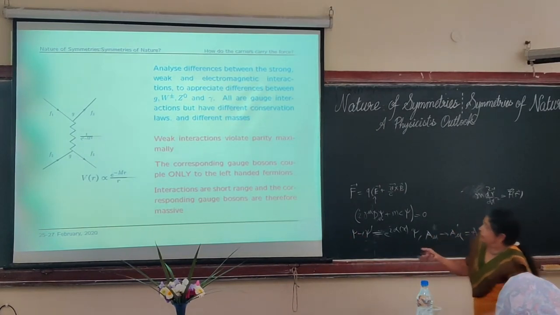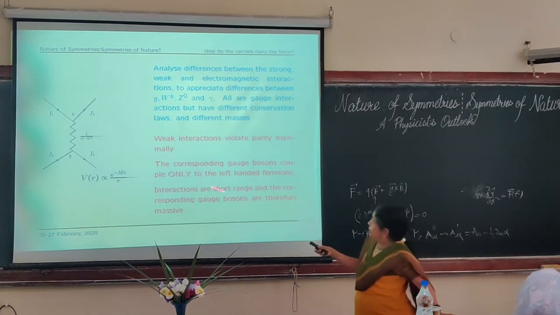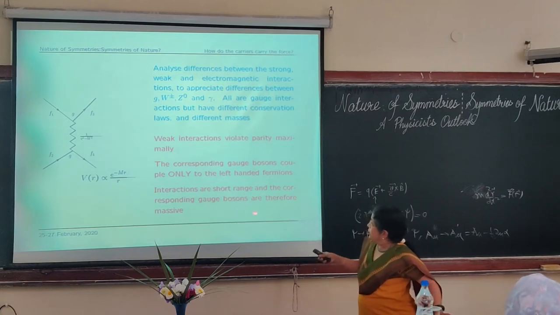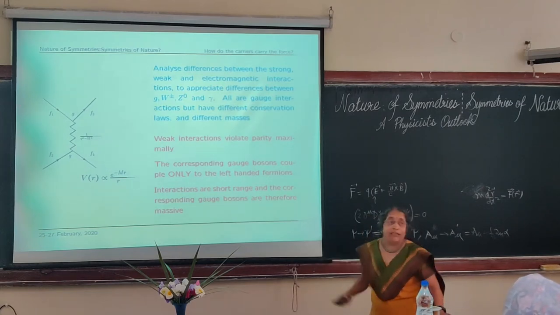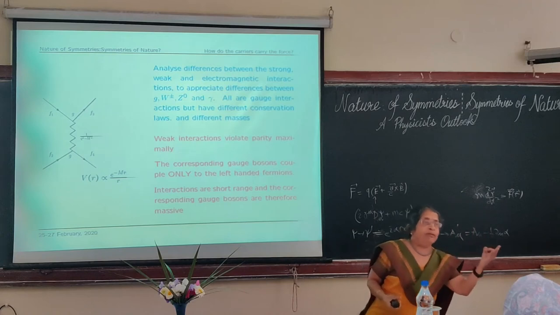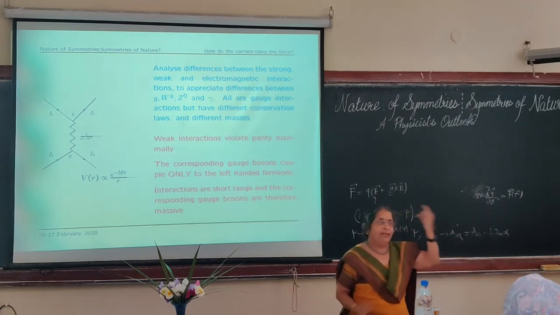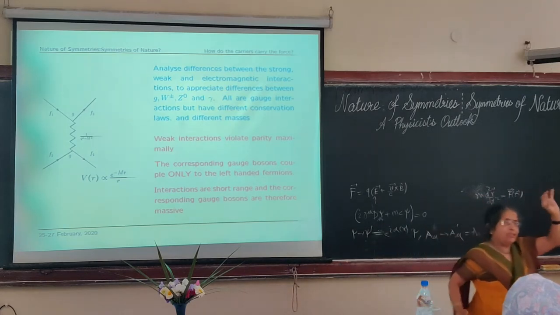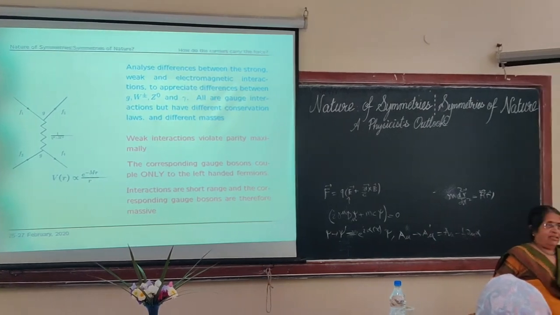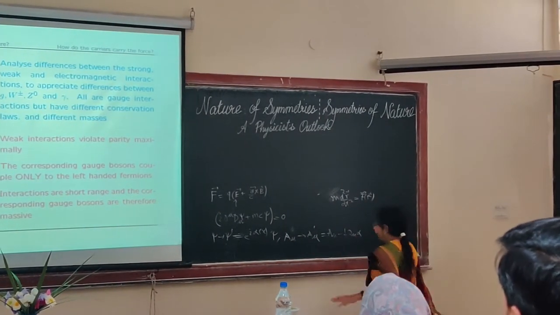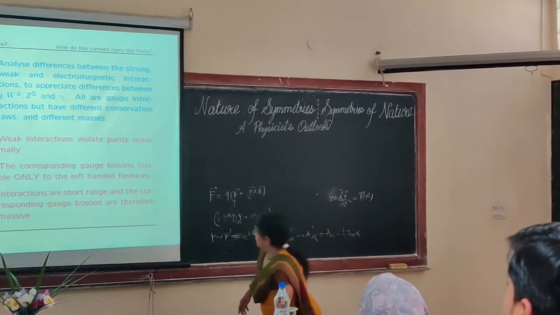And the other point is that these interactions happen only inside a nucleus. That means they are really short range, and the corresponding gauge bosons are therefore massive. Now this is the first problem. Do you remember what I told you? Gauge invariance requires zero mass for the gauge boson. I forgot to write that part completely in my slides. I don't know how I did that.